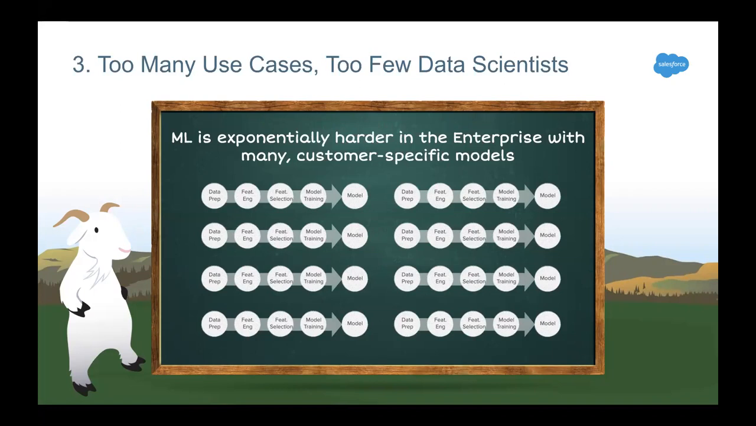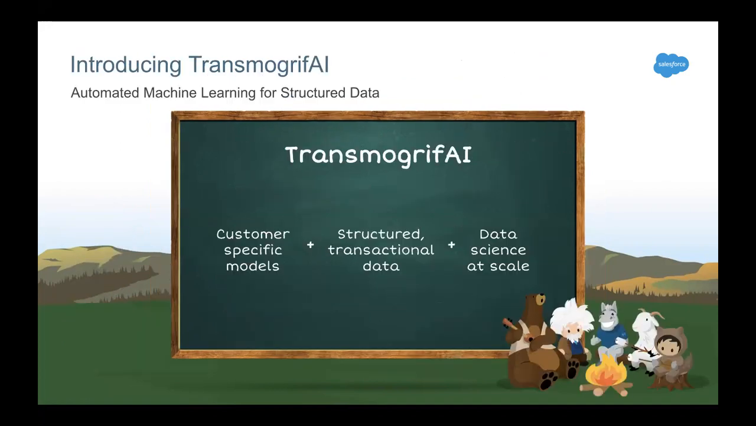So the result is immediate and obvious. You want to automate those processes. So TransmogrifAI actually solves those three things. It's oriented to build customer-specific models, and to build those models at scale, meaning not only independent of the dataset size, but also of the number of models that you want to build quickly.